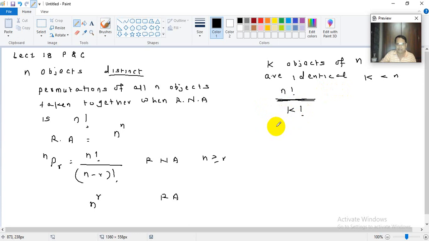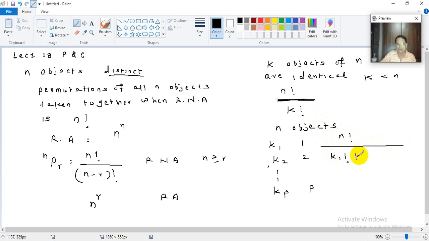Similarly, we have said that if there are n objects of different types, suppose k1 of those objects are of type 1, k2 of those objects are of type 2, and continuing like this, suppose kp are of type p, then how many permutations are possible? The answer was n factorial divided by k1 factorial into k2 factorial, and so on up to kp factorial. So these are the things that we have done.